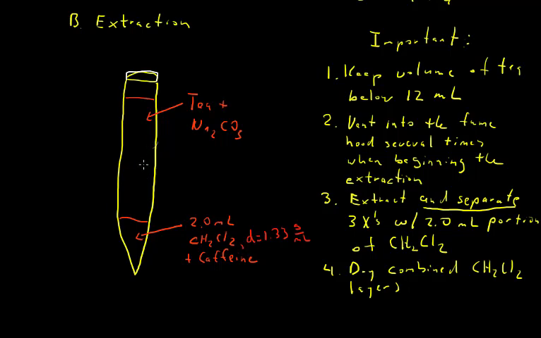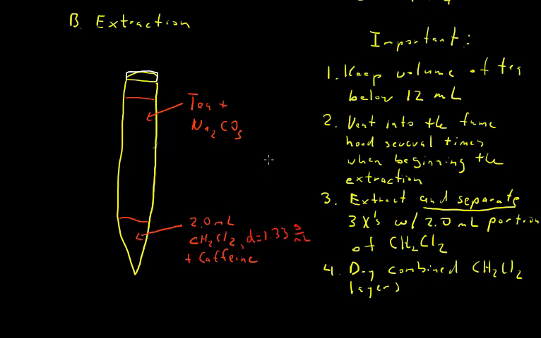So you'll add the 2 milliliters of dichloromethane, shake it, vent, shake it some more, vent, shake it a little bit more, and vent. You want to shake it vigorously. So once you've done that, you're ready to remove the bottom layer, the dichloromethane layer.